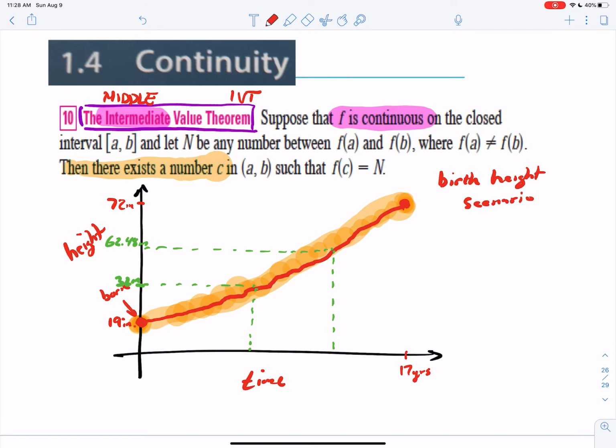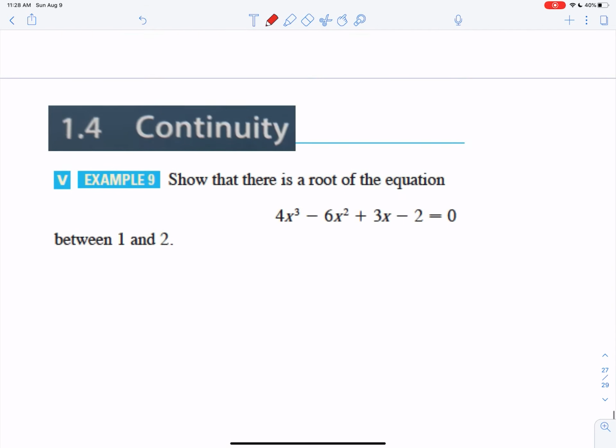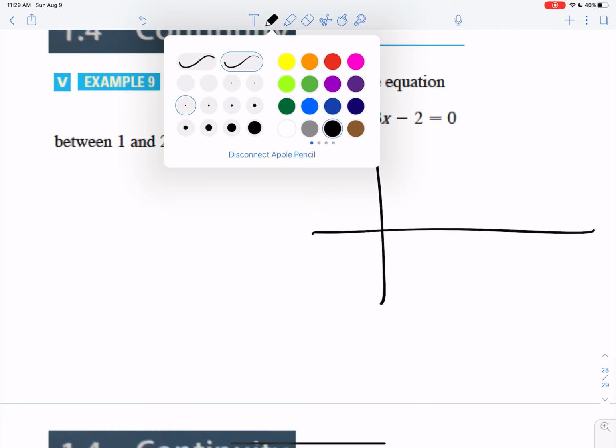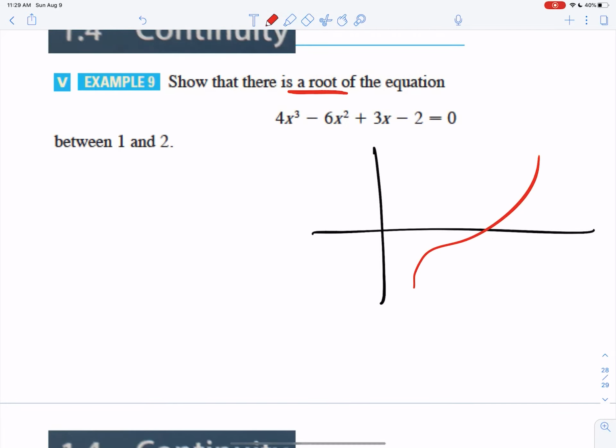So how do we actually use this? And I'll conclude it for this example here. Okay. Call this example 9, write this down, play when you're ready, okay? Show that there is a root. Remember a root? If you don't remember, a root is where a graph hits the x-axis. That is called a root. Okay? So, show that there is a root for this equation between 1 and 2. Okay?